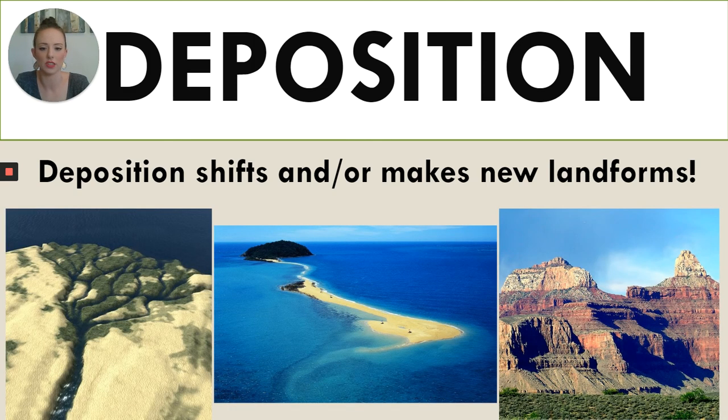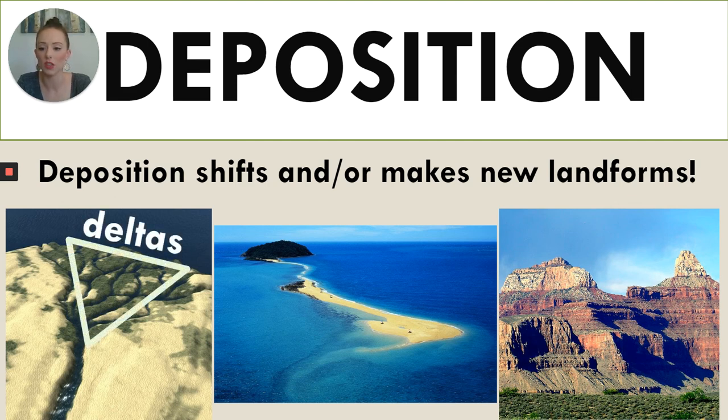All of these different features have been created through the process of deposition. Deltas are formed when sand and small sediments are carried by the river and deposited at the end of the river where it opens up into the ocean. As more and more is deposited, it widens the area that the river has to go around, and we get this kind of triangular shape called a delta. Sandbars are very similar, in which the ocean currents are pulling sand off of the beach and depositing that sand a little bit further out and creating this kind of pop-up island called a sandbar.